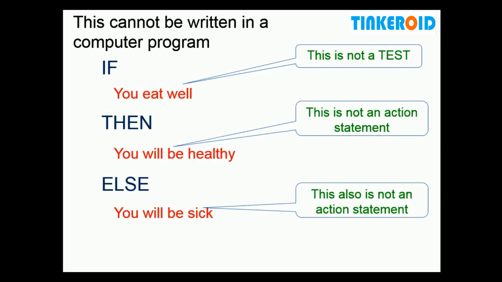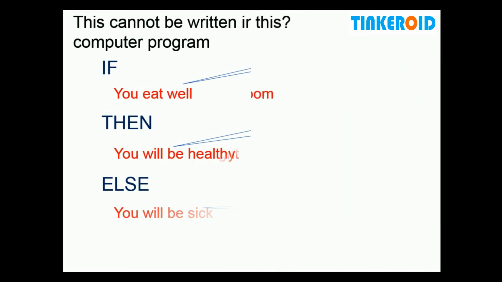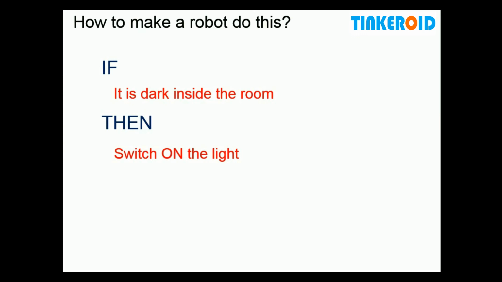So when you do not have a proper testing or action statement, it cannot be given to the computer. Only if we have a clear-cut test statement and action statement, you can give it to the computer. Remember this one. Now look at how to make a robot do this. If it is dark inside the room, then switch on the light. Is it possible to write a program for this?